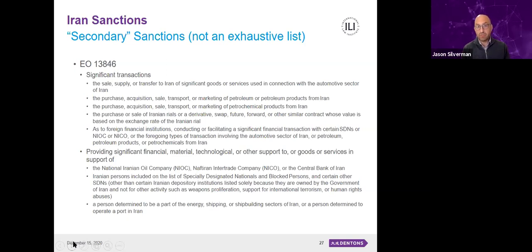And one that comes up with a pretty good degree of regularity is a significant transaction or significant financial, material, or other support to certain people on the SDN list. So again, these can both target the activity itself, so activity involving the automotive sector or activity involving petroleum or petroleum products, but they can also target activities with specific entities, either NICO or NIOC, the state-owned oil company, or SDNs, people on the SDN list.